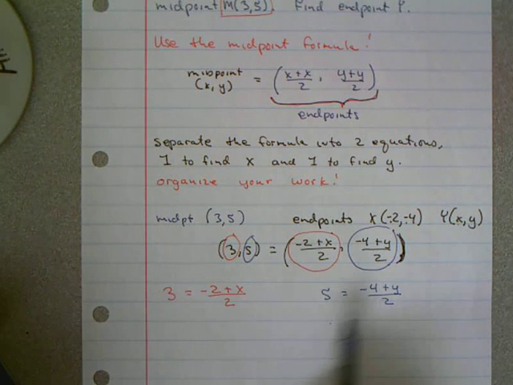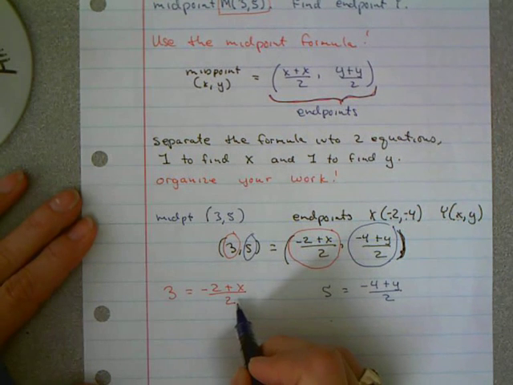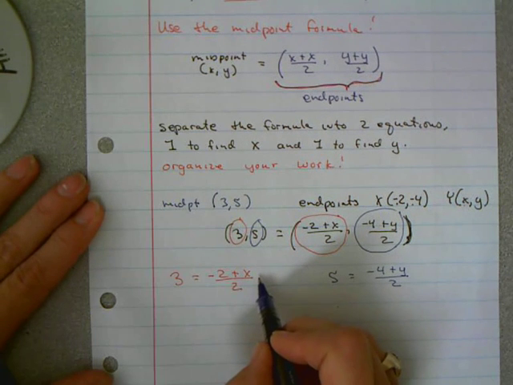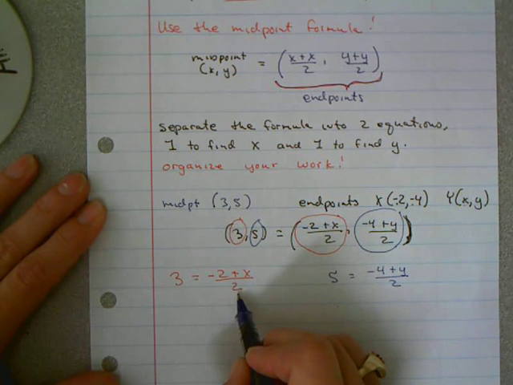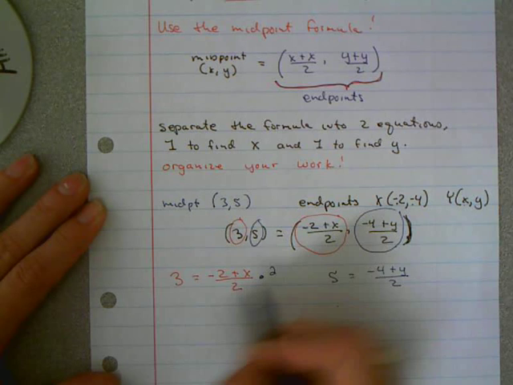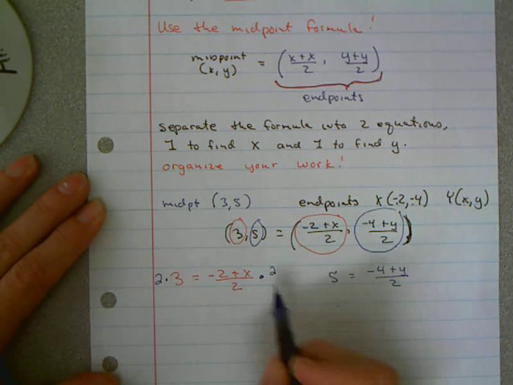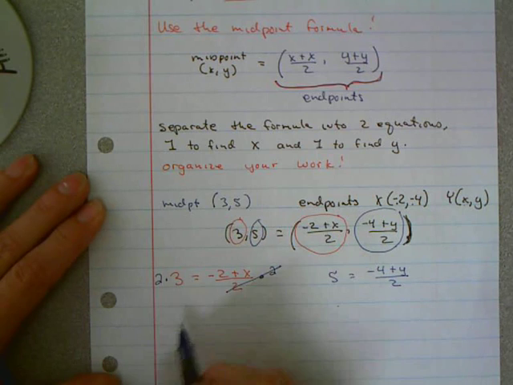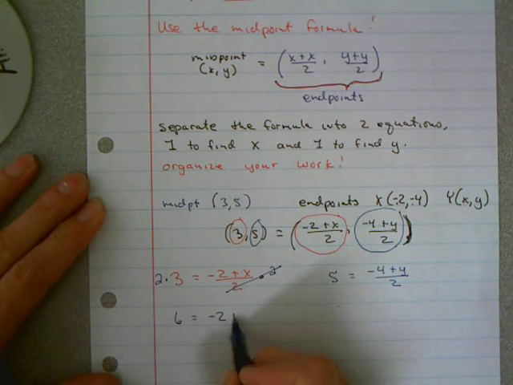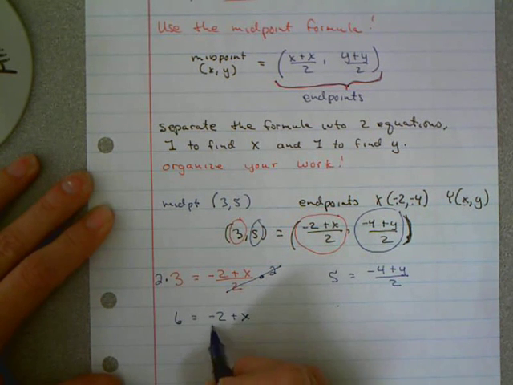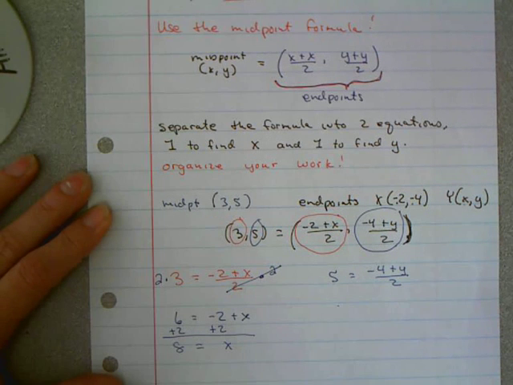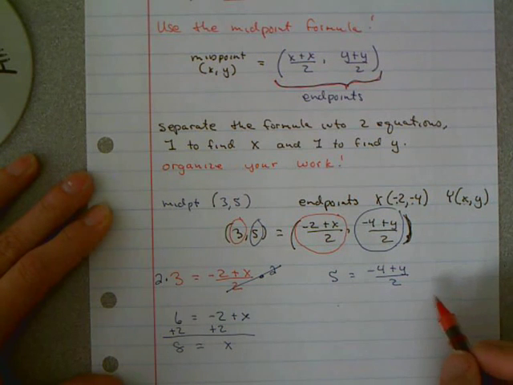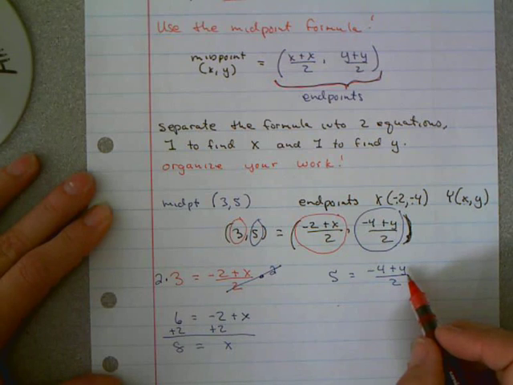Now the first step when you solve something like this, if you think about digging out x, well, it's being added to -2 and then divided by 2. So the first step I need to do is multiply both sides by 2. Opposite operation. Dividing by 2 and multiplying by 2 will cancel out, and I'll get 6 equals -2 plus x. Now I just add 2 to both sides to get x alone, and 8 equals the x coordinate of my other endpoint.